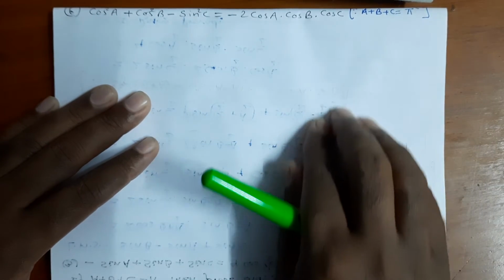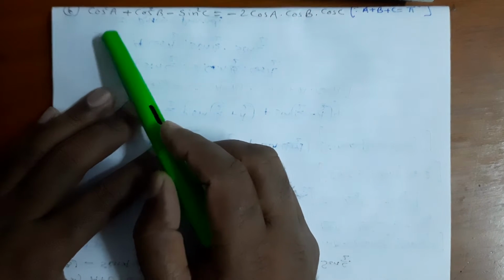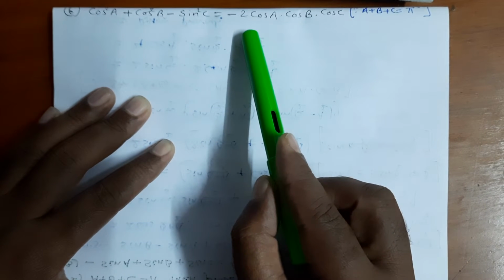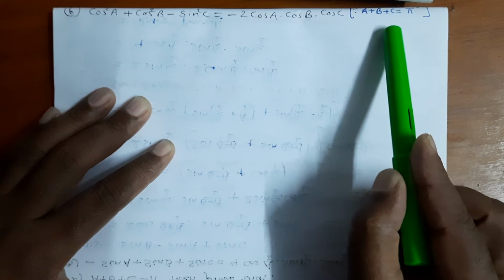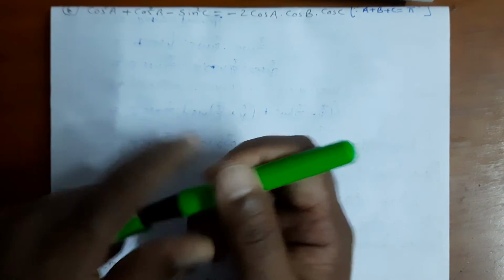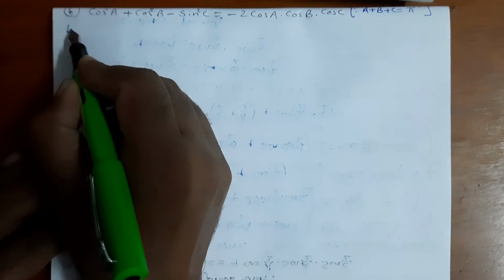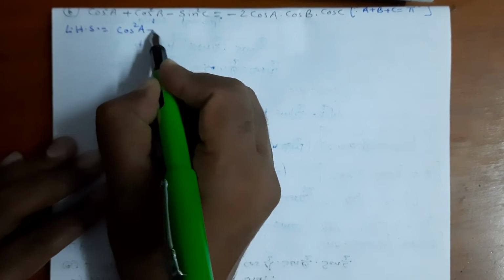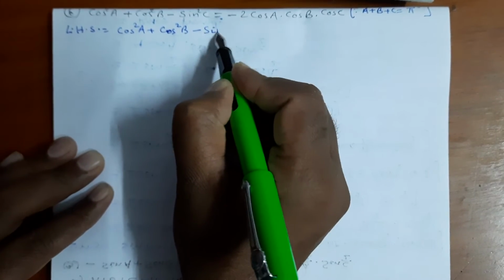Now here we have to prove one conditional trigonometrical identity: cos square a plus cos square b minus sin square c equals minus 2 cos a cos b cos c. The condition given to us is a plus b plus c equals pi radian. So let's start from the left hand side. Left hand side equals cos square a plus cos square b minus sin square c.